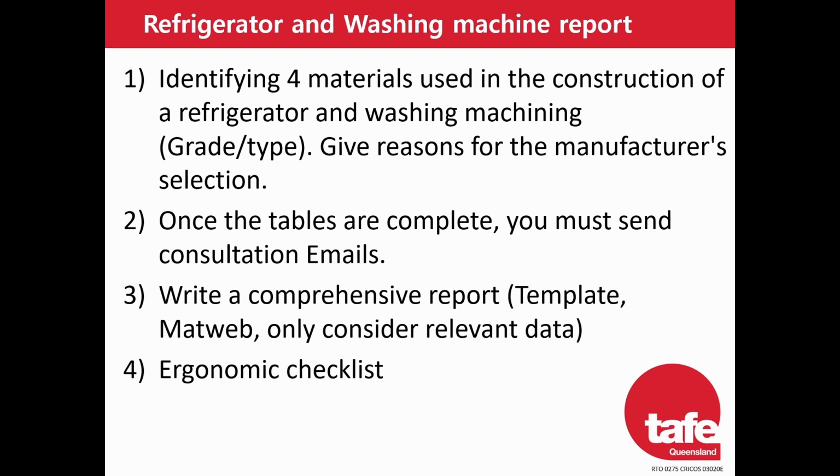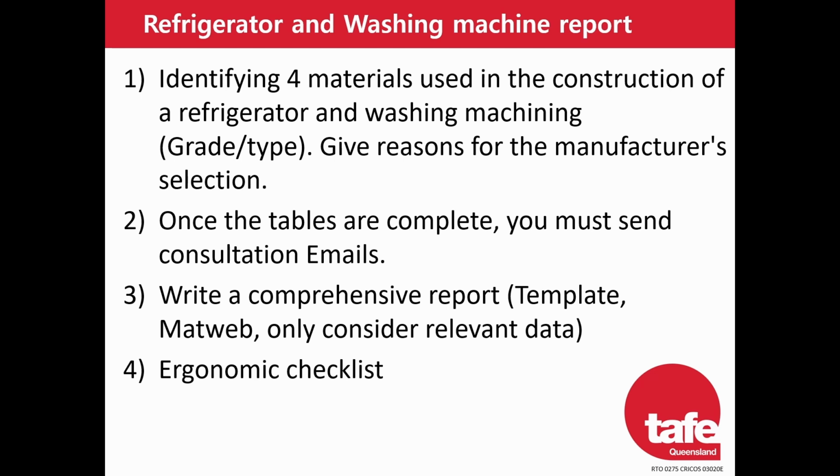The first part would be identifying 4 materials used in the construction of the refrigerator and washing machine. I recommend specifying a particular grade and type of material because the properties can vary greatly. You're required to give the reasons for the manufacturer's selection. Once the tables are complete, you must send a consultation email for both, that is the refrigerator and washing machine. So you're required to send 2 separate emails there.